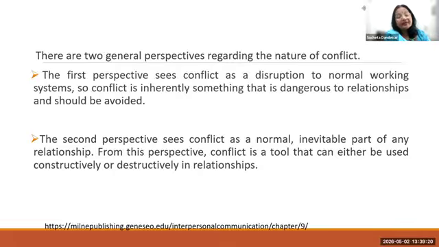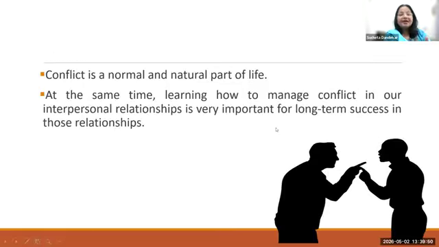From this perspective, conflict is a tool that can either be used constructively or destructively in relationships. Everything that we do ultimately relies on these two perceptions. And what stand are you going to take as far as conflict management is concerned? That is also a point to be looked into or thought of.